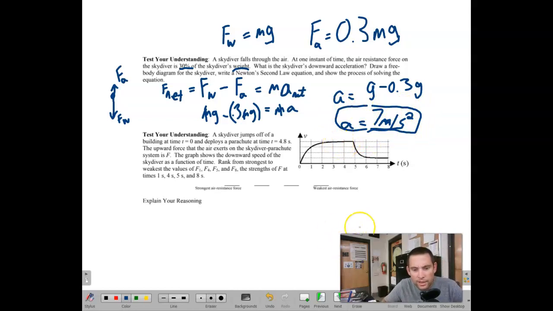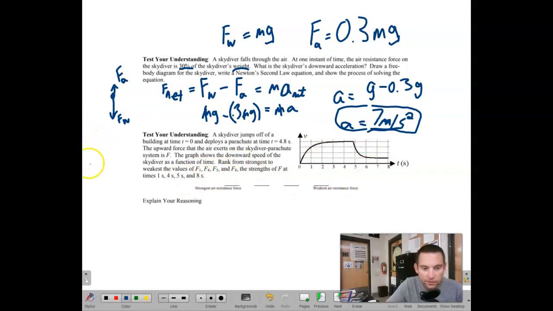Okay, the next one is definitely a little bit trickier. A skydiver jumps off a building at t equals 0, deploys a parachute at t equals 4.8 seconds. So that's what's happening here on the graph. The upward force that the air exerts on the skydiver parachute system is F. The graph shows the downward speed as a function of time, so velocity as a function of time. Rank from strongest to weakest values of F.